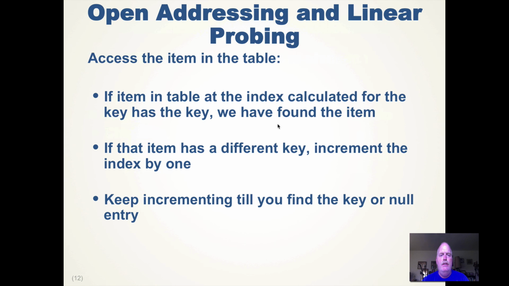So to access an item in the table, we calculate the index for the key. If the item there has the same key, then we found the item. If that item has a different key, then we have a collision and we increment the index by 1. This is linear probing, we move 1 down, and we check the item in the next slot. If we get to the end of the array, we just go back to 0, so we're going to use a circular array. We just mod by the table length to get the index. And if you find a null, that means the item is not in the table. If you get back to the original index that you calculated for the key and you haven't found it, the table is full and it's not there.